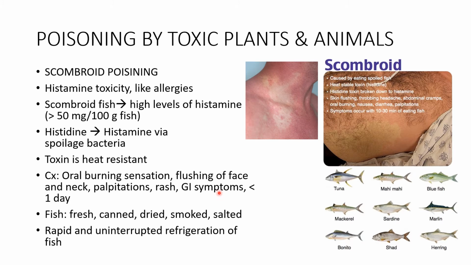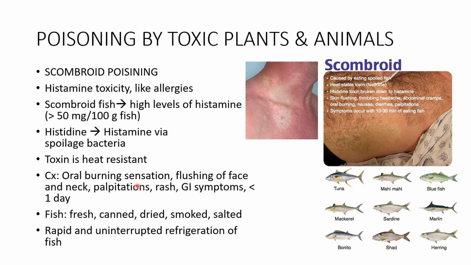Next, you have your scombroid poisoning. This is actually histamine toxicity, so it resembles allergies. The foods implicated herein are scombroid fish, which have high levels of histamine. Histidine is a normal amino acid, but when there is overcontamination by spoilage bacteria, this histidine is converted to histamine. Remember that histamine is your allergy molecule, which is why your medicine for allergies is antihistamine.